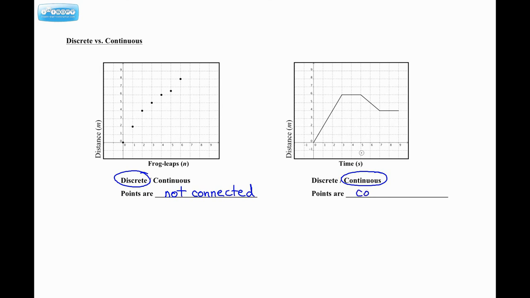You may say, there are no points. Yes, there are. There are infinitely many. They're all connected.